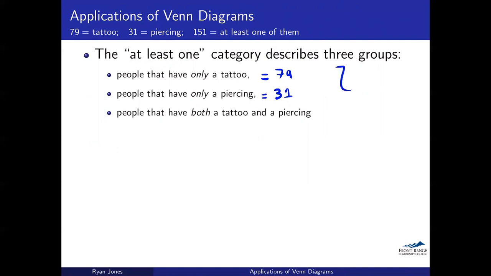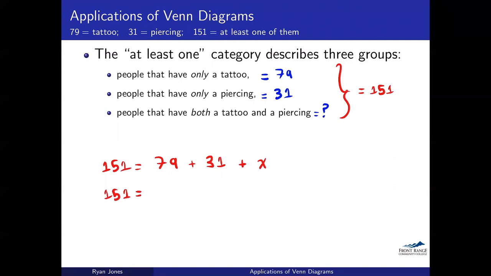And we know that all of these need to add to 151. So the question is, what's this number right here? This should be pretty easy to figure out with some simple addition and subtraction. We can say the 151 better be equal to 79 people that have just a tattoo, 31 people that have just a piercing, plus the people that have both a tattoo and a piercing. Let's call that X right there. Well, we've got a nice little equation that we could simplify.